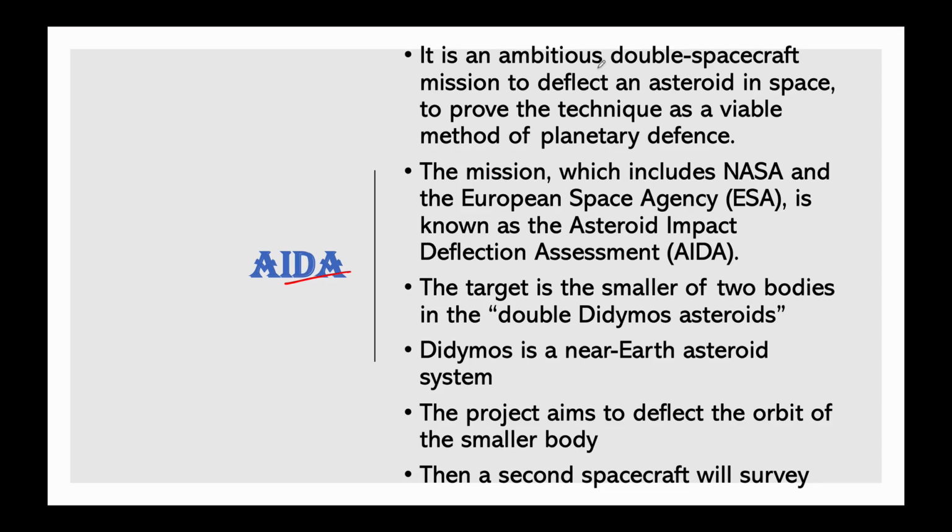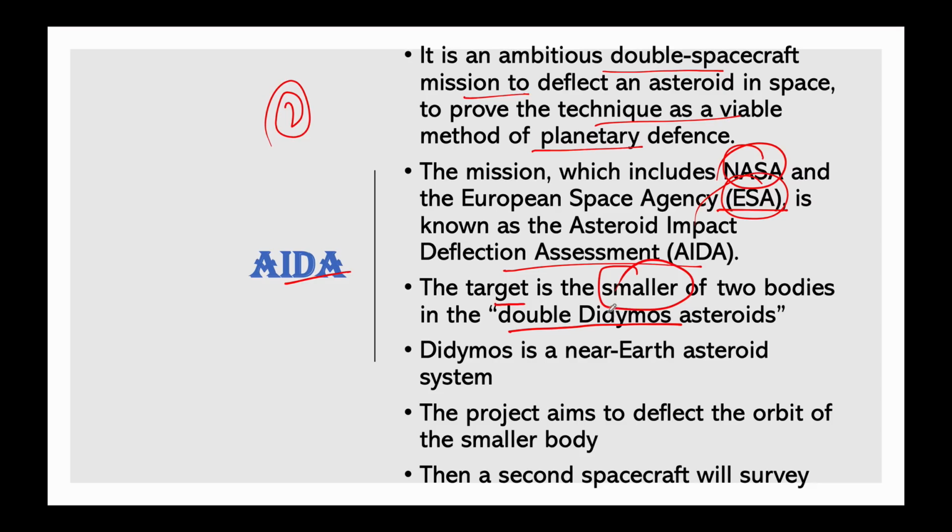So this is a very ambitious double spacecraft mission. Two spacecraft will be involved in it to prove the technique as a viable method of planetary defense. This mission includes both NASA and ESA, that is your European Space Agency, and this mission is known as AIDA. Here the target is the smaller of the two bodies in the double Didymos asteroid. So there are two asteroids, Didymos asteroids. The smaller asteroid of this group will be targeted.